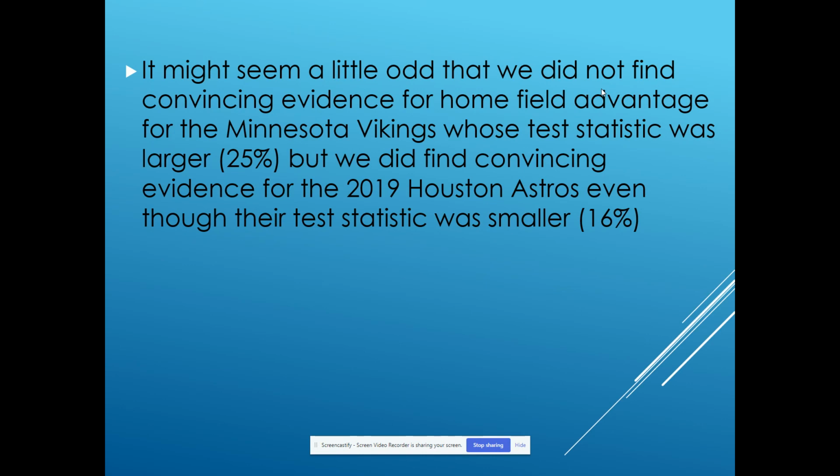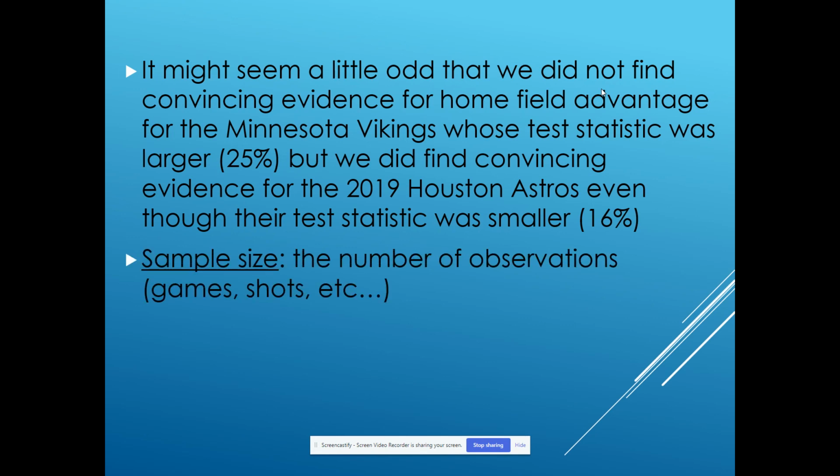Looking back at the two sets of data that we just looked at, it might be a little odd that the Minnesota Vikings test statistic was larger, 25%, whereas the Houston Astros was only 16%. So it's smaller. Why in the world was it that the Vikings didn't show convincing evidence, but the Astros did? The number of observations, the sample size, is why.